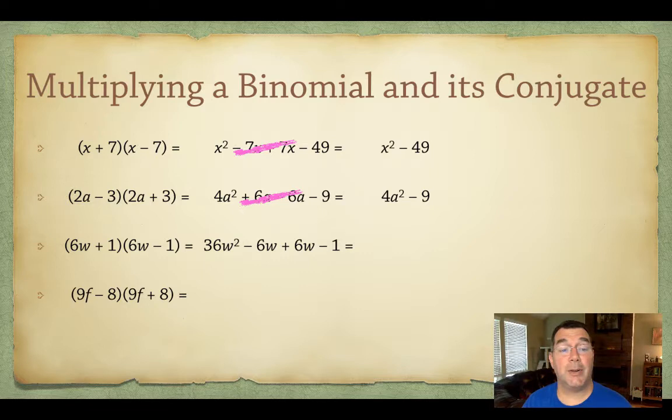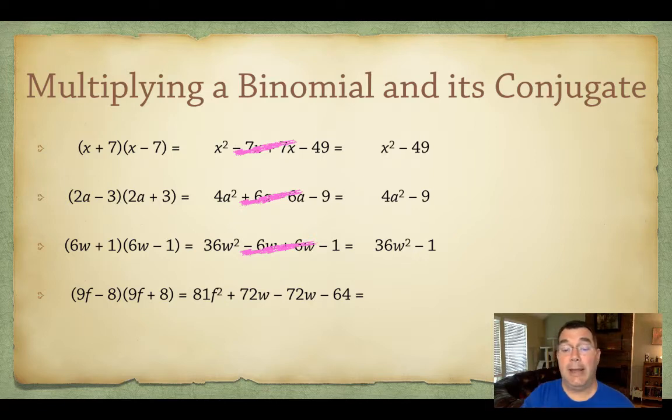In the third example, I would get 36w squared minus 6w plus 6w minus 1. And again, the middle terms cancel out, and I'm just left with 36w squared minus 1. And then in the last example, I get 81f squared plus 72f minus 72f minus 64. And again, the middle terms cancel out, and I'm just left with 81f squared minus 64.